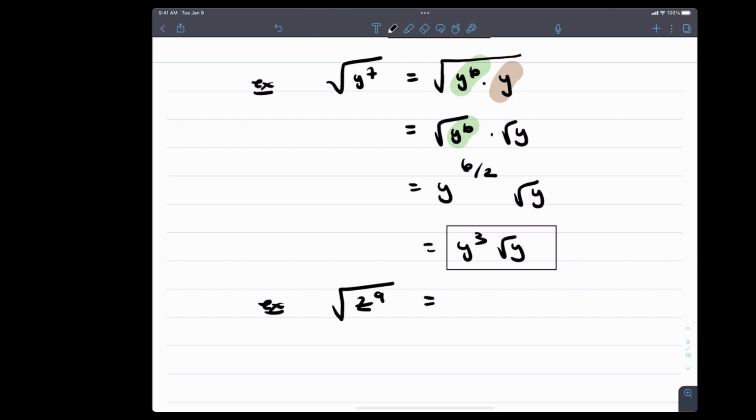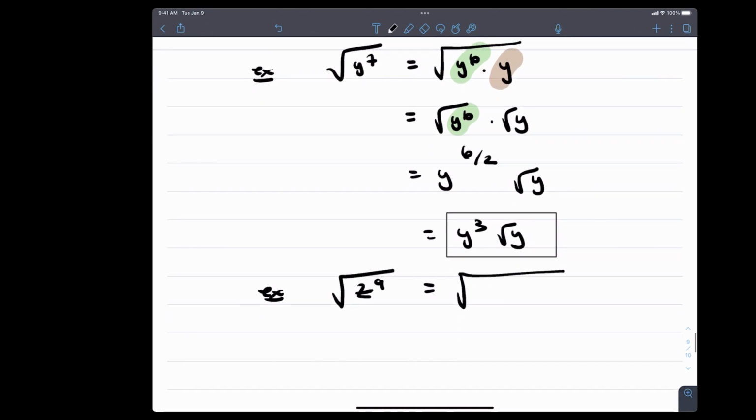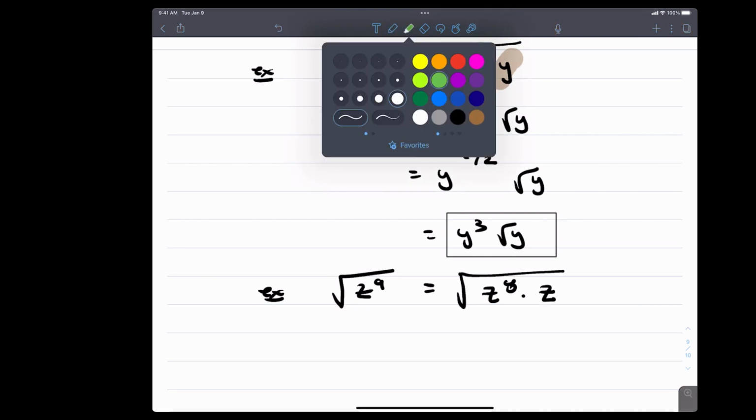Z to the ninth. What's the largest perfect square? It doesn't matter what the letter is. What's the perfect square that's prior to z to the ninth? You guys know it's z to the eighth, right? So you put z to the eighth times again z.